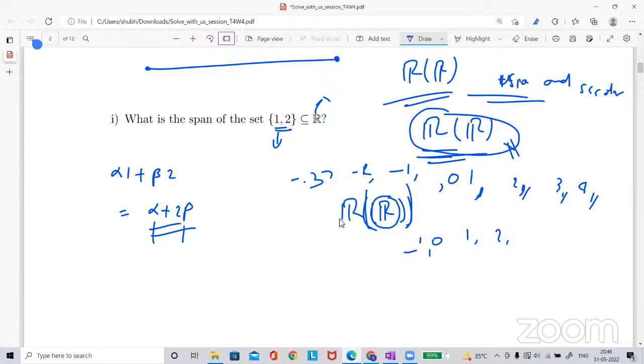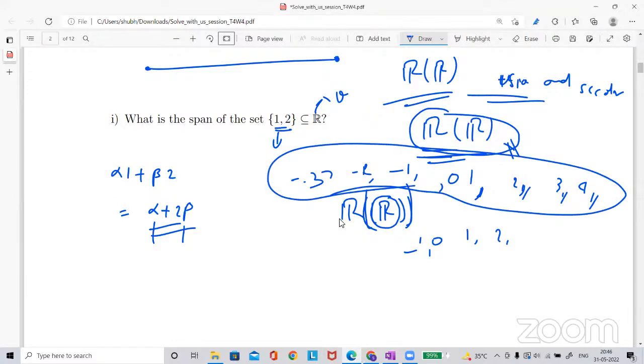Okay, let's take a vector. So what will be the vector in that? Any general vector, let's say x. Again, any general vector, let's say v. If you are confused with x, y, let's take a vector v. What is v? v will be any real number. These are the vectors in that. So v will be any real number. Okay, so do these two vectors generate this v or not?